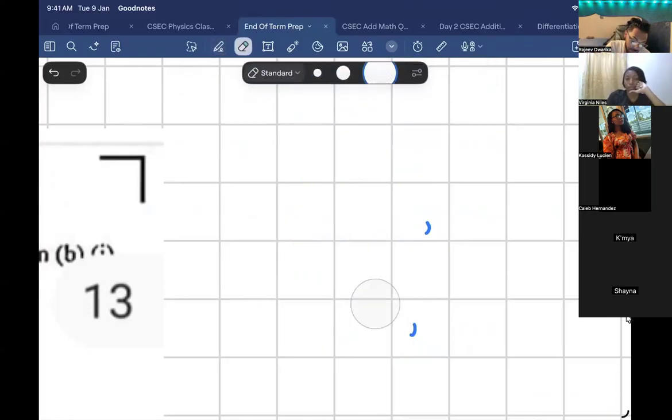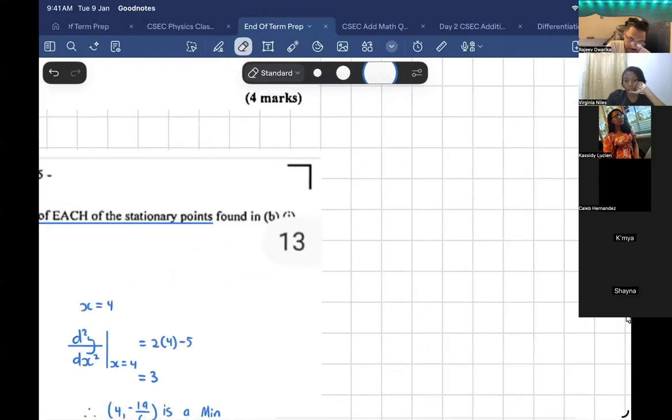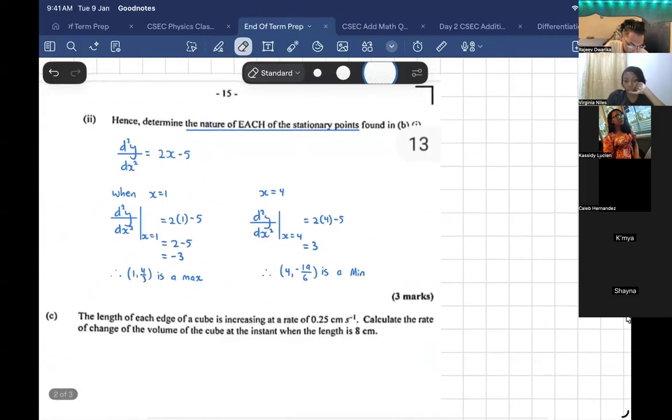But in maths, they just boil it down even simpler. If A is positive, it's a minimum. If it's negative, it's a maximum.